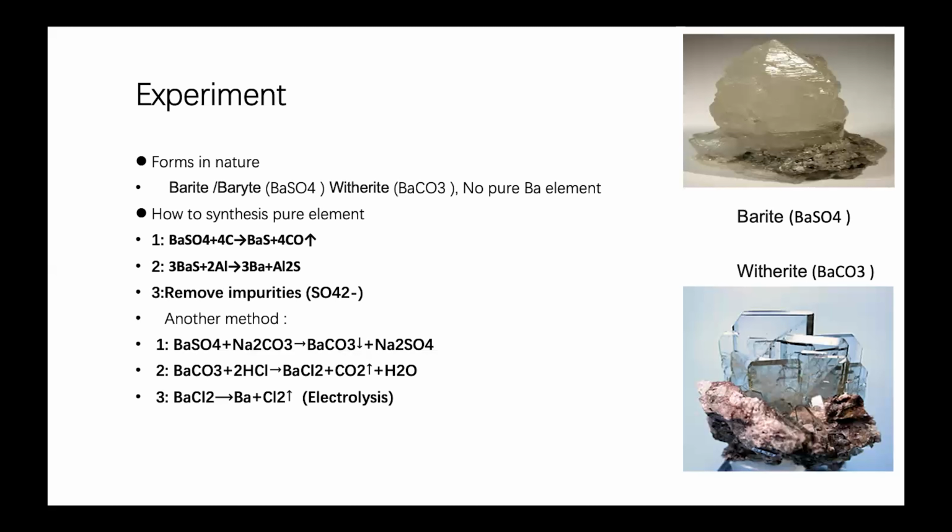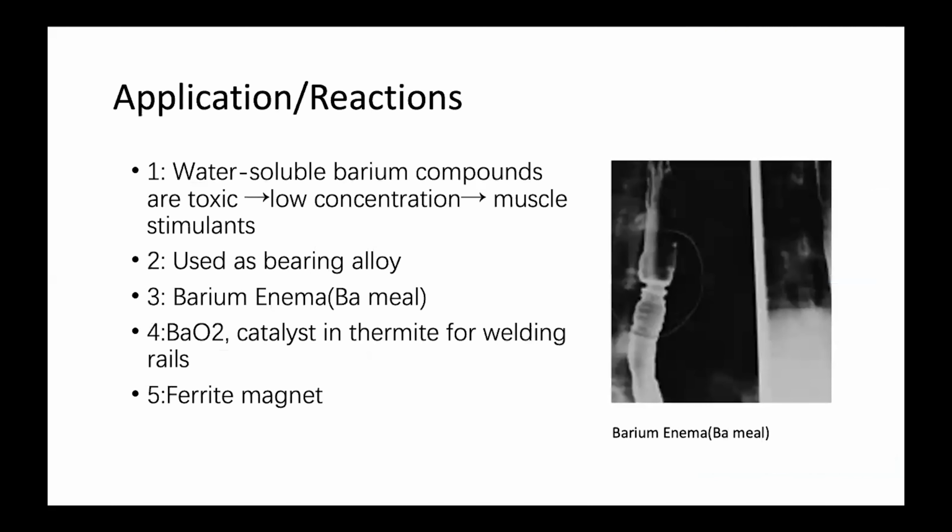And another method is the electrolysis method. We use barium sulfide to react with sodium carbonate to get barium carbonate precipitate. And barium carbonate reacts with hydrochloric acid to get barium chloride. And our old friend barium chloride can be used in the electrolysis method to get pure barium. This way can be used in our lab to get pure barium.